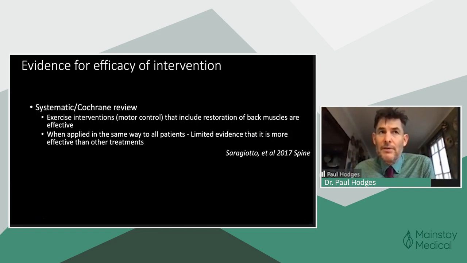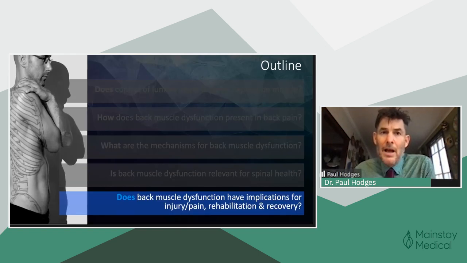So is back muscle dysfunction relevant for spinal health? Well, there is now convincing evidence from systematic reviews that exercise interventions that include activation of the multifidus muscle are effective. The evidence so far suggests that we don't know whether it's more effective than other exercise programs, but the problem is that all of the big studies that have an impact on those analyses are studies where the same exercise has been done with every single person. So there's no individualisation and selection of patients, which I think is really important.